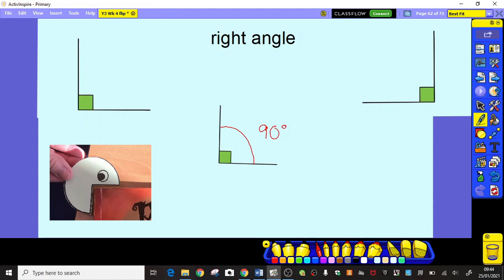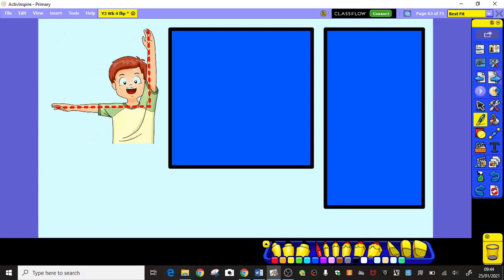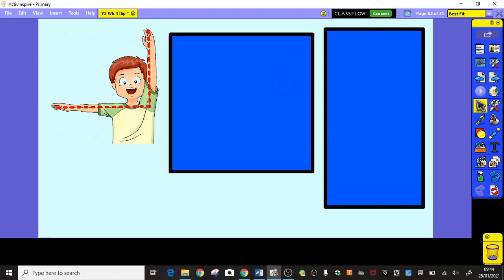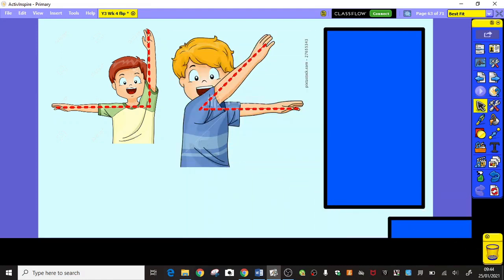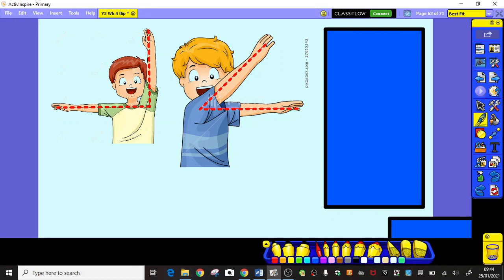Now, I'm wondering if you can show me your angle arms for a right angle. There we are, just a reminder. One arm straight up, the other one out at the side, and that is a right angle. Now, the next thing I want you to do, the arm that's pointing up, can you pull that down towards the other one so that it goes across in front of your face? And now we can see here that this is making a smaller angle, and this is called an acute angle.